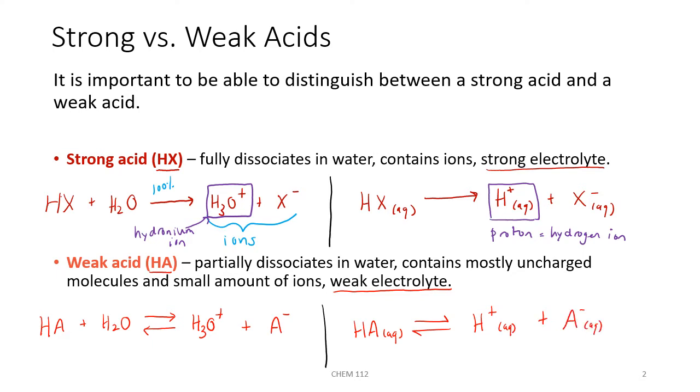And in this case, we don't have 100% ionization, we have that partial ionization taking place. So at equilibrium, we're going to have a mixture of everything in here, and most of it is going to be that molecular acid that's combined together, and we're only going to have a small amount of the ions.